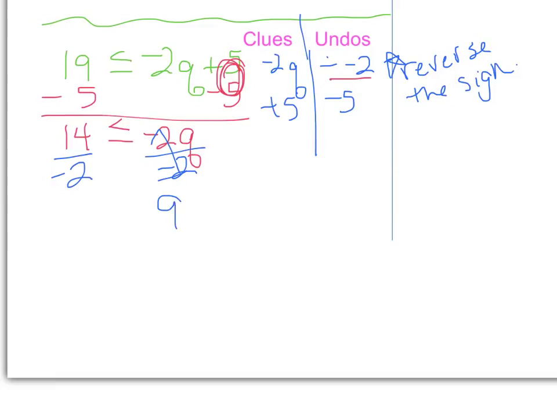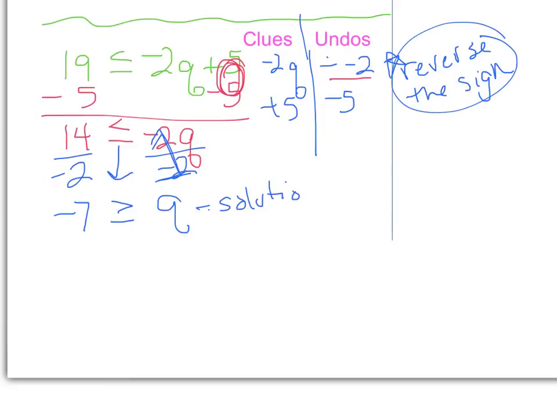So the variable is by itself, and then 14 divided by negative 2 is negative 7. Since we had that inverse operation with the negative, we have to reverse the sign. So make sure that you flip that sign when you divide by negative. Alright, so now we have our solution, right? This is our solution, but I'm still not really happy with that as my final answer.